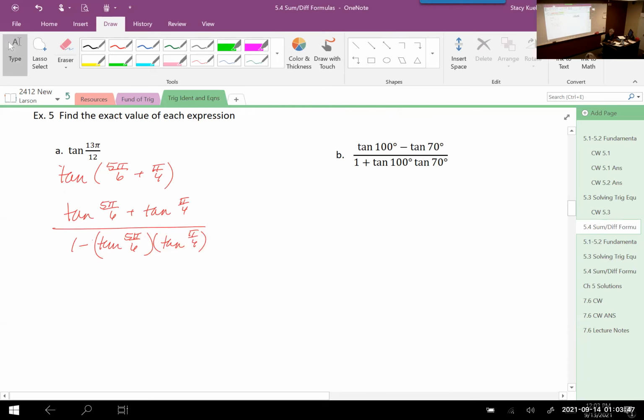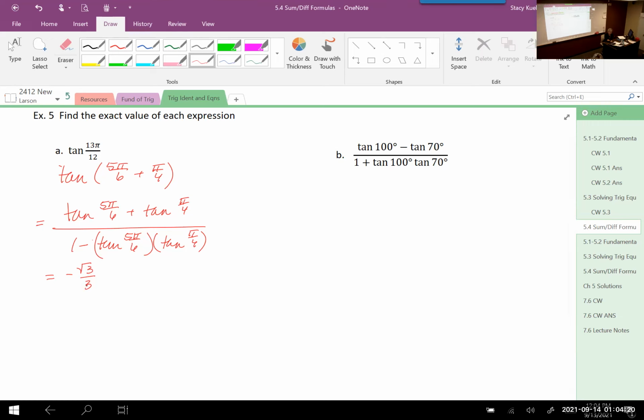Okay, and now we're going to simplify that. What's the tangent of 5 pi over 6? Everybody? Square root of 3 over 3? Yeah. Right, and what quadrant are we in at 5 pi over 6? Second quadrant, so this is going to be negative square root of 3 over 3. That's the tangent of 5 pi over 6. Negative square root of 3 over 3.